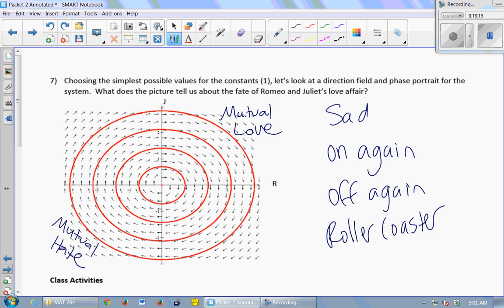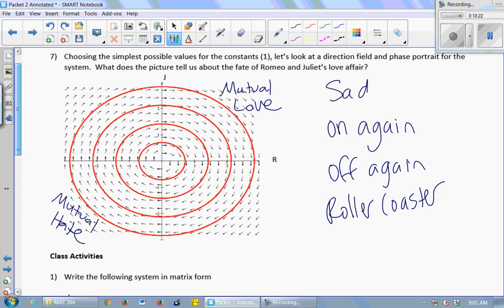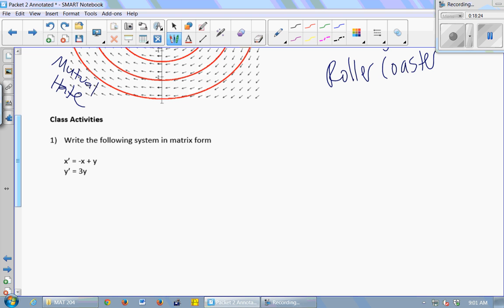Any questions? All right, so in your activities, you start out with some boring rewriting things with matrices, and then the last question is a different system about Romeo and Juliet.